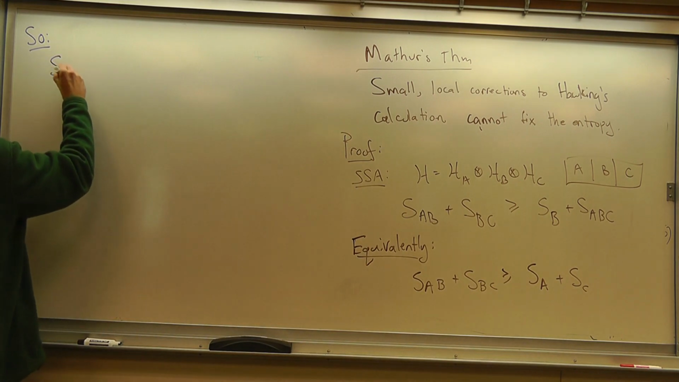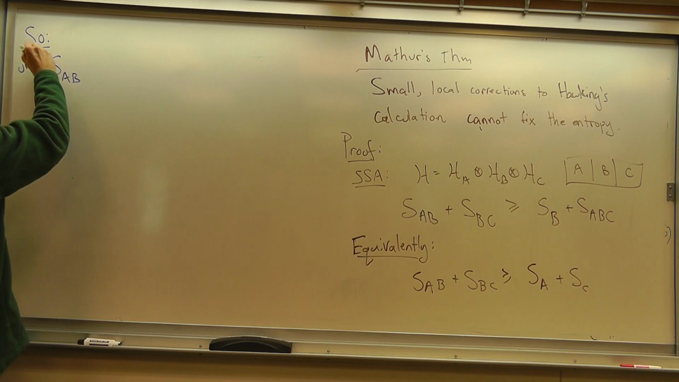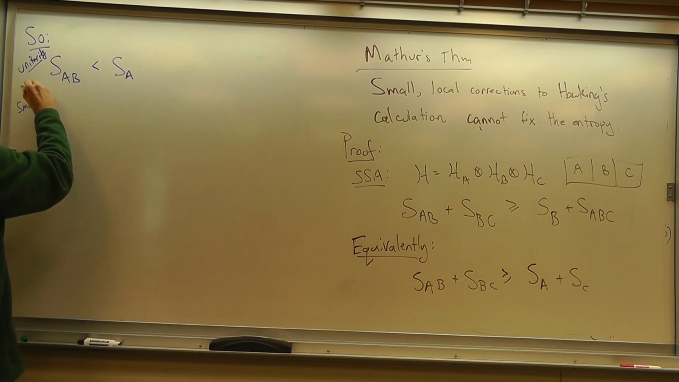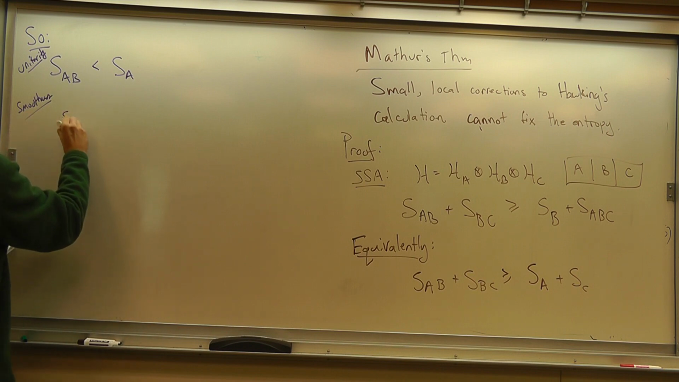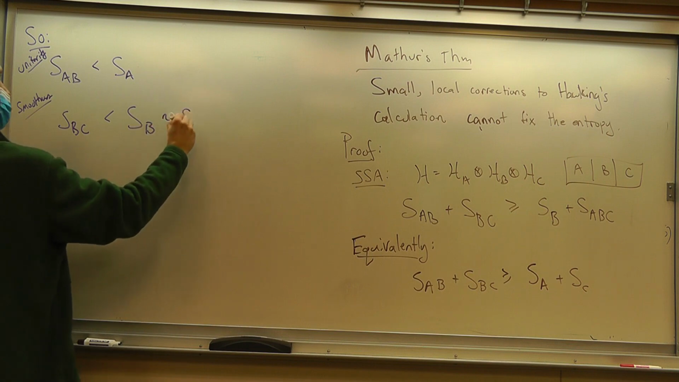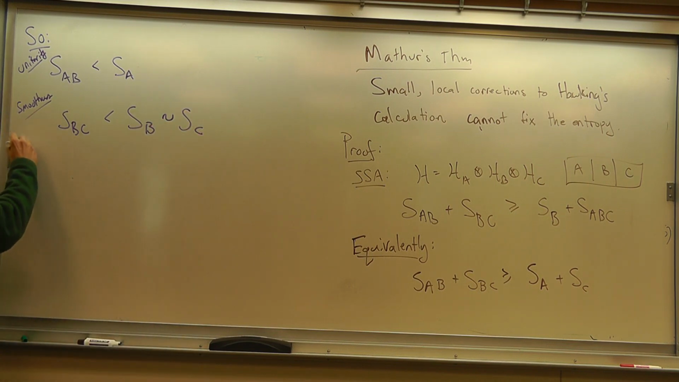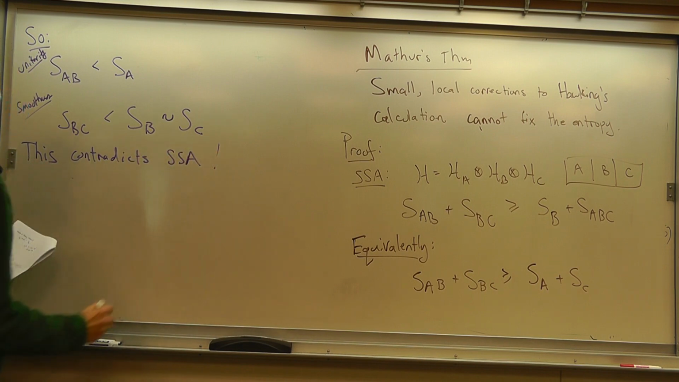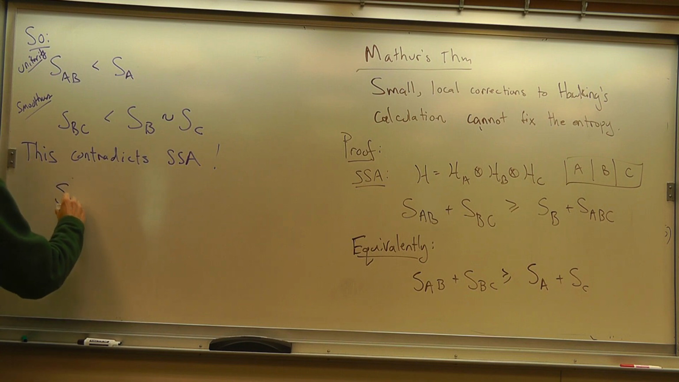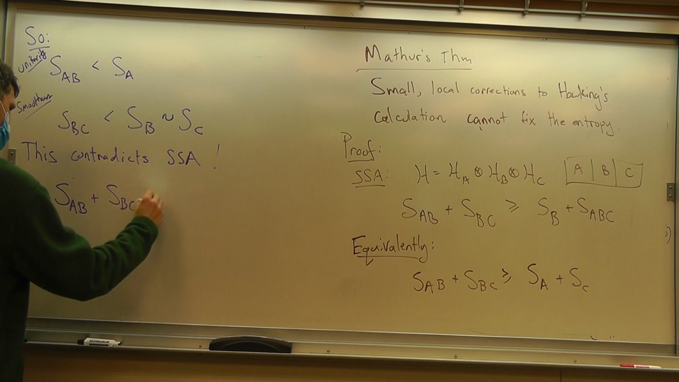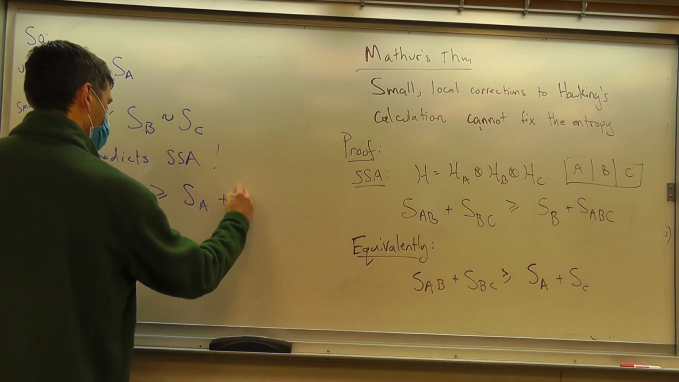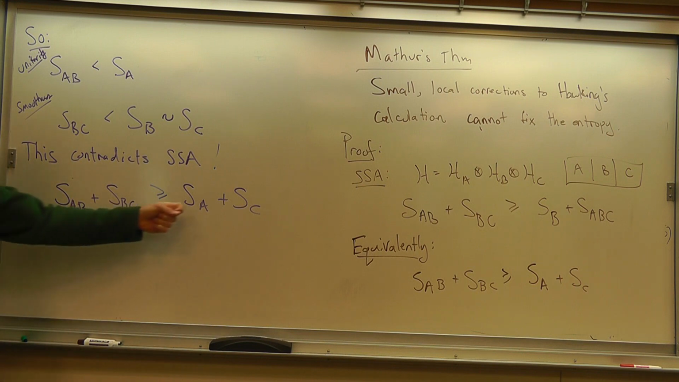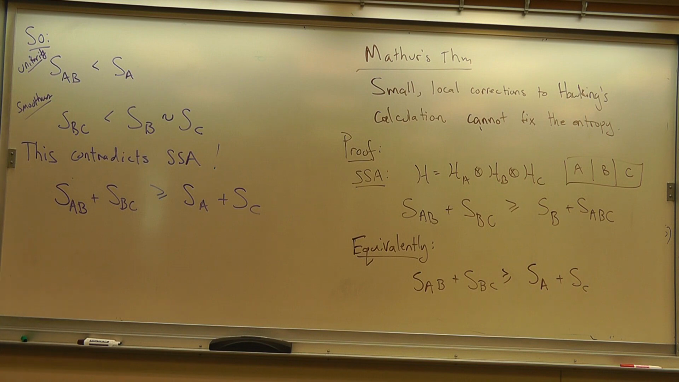Okay, so unitarity told us that SAB is less than SA. Smoothness told us that SBC is less than SB, which is comparable to SC. And together, this contradicts strong subadditivity. Okay, so strong subadditivity in the way that we had it when we wrote it again was SAB plus SBC is greater than or equal to SA plus SC. But this is less than that, and this is less than that. Not going to work.